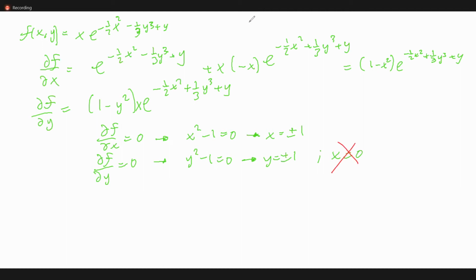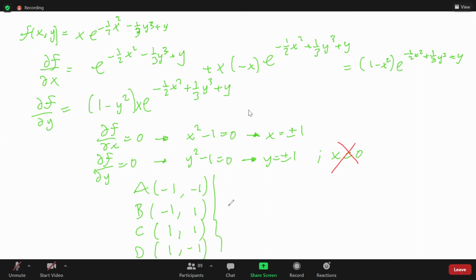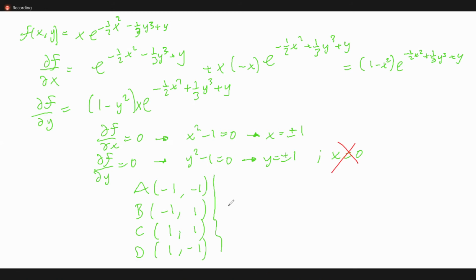So we have the critical points that are formed by the pairs of positive and negative 1 for x and y. So we will have A as (-1, -1), B as (-1, 1), C as (1, 1), and D as (1, -1). So these are the 4 critical points associated with this function here.